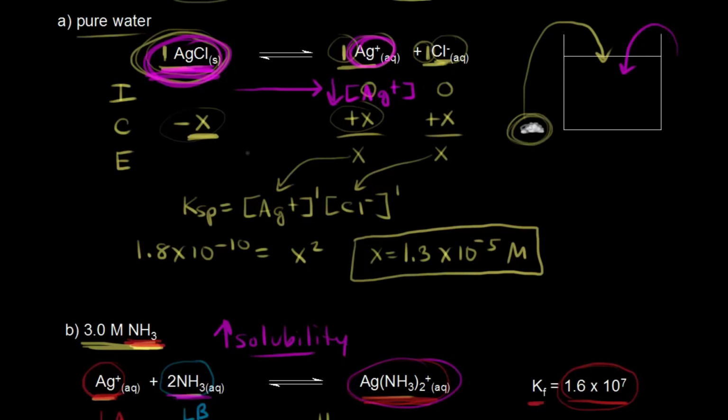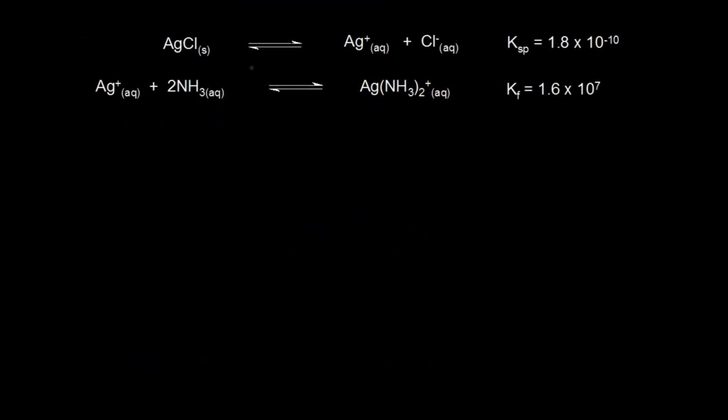And next, we're going to do the calculation. We're going to find the solubility of silver chloride in our 3 molar ammonia solution. Now we've looked at 2 reactions.